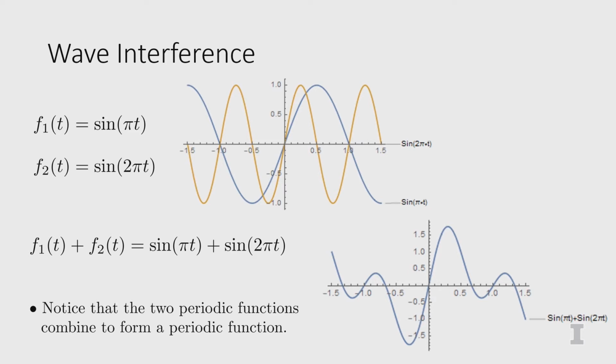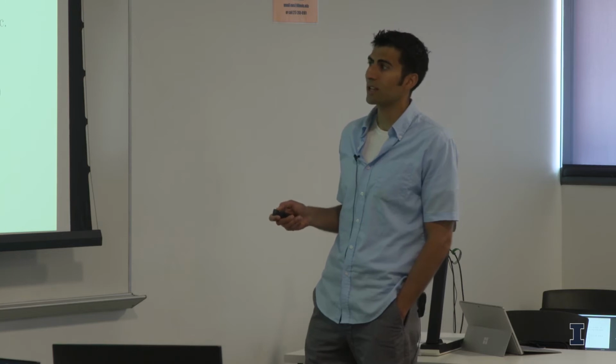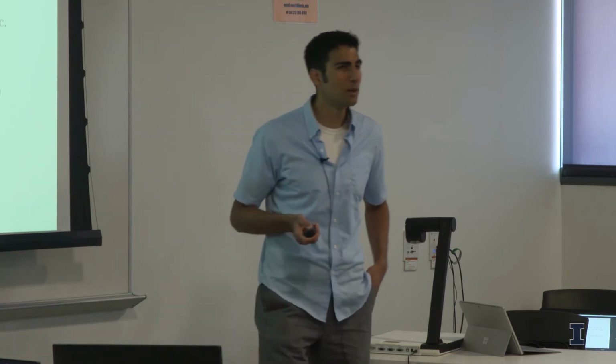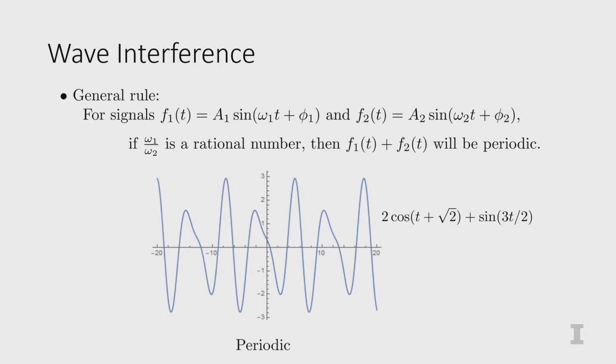Now, is this a coincidence? Well, the general rule is the following: if you have two signals, say f1 and f2, and if we divide their frequencies, so divide omega 1 by omega 2, if it's a rational number, then f1 plus f2 will be periodic. If you can't really remember what rational means, all that means is that you can write it as a fraction. So if their frequency ratio is a fraction like, say, 3 over 5 or 2 over 10, then their sum will be periodic.